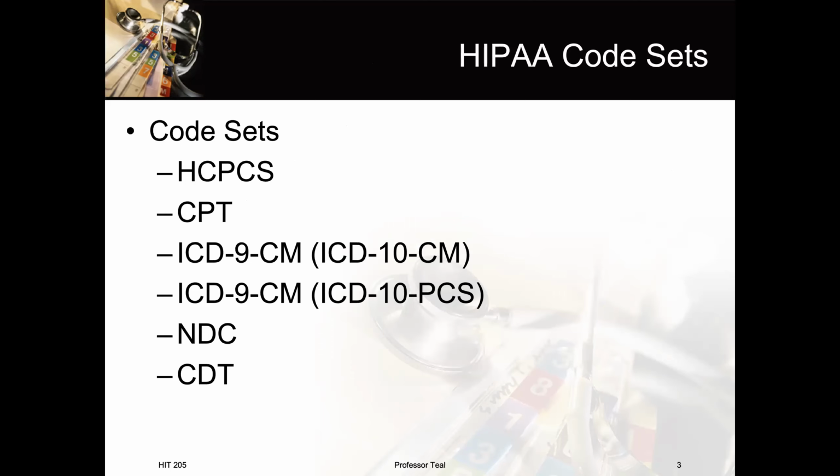Under the Health Insurance Portability and Accountability Act, or HIPAA, the Department of Health and Human Services adopted specific code sets for diagnoses and procedures to be used in all transactions. These are the codes with which providers and health plans are familiar and are the adopted code sets for procedures, diagnoses, supplies, and drugs. So you see here on the slide, I have several different code sets listed.